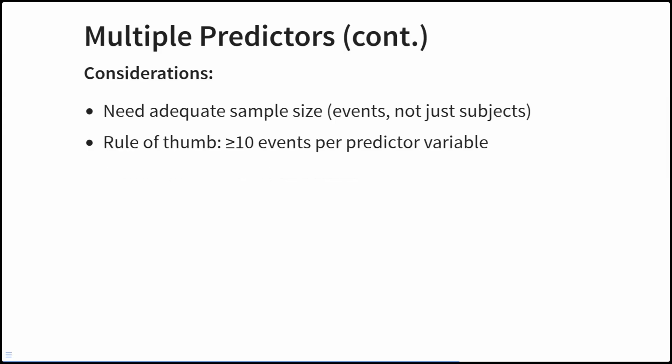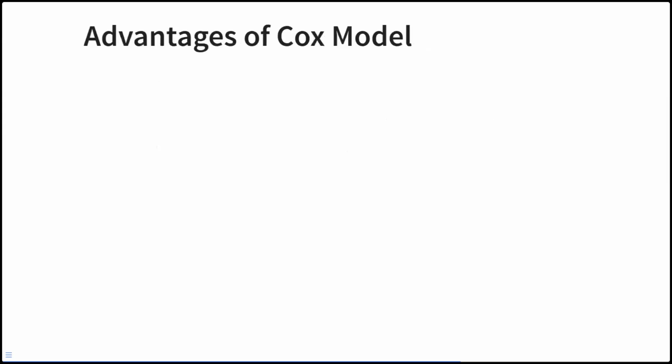So for you to conduct a multiple predictor model, you need adequate sample size, and we're talking of events. So you have to have a high number of events, not just subjects. And the rule of thumb is that you should have greater than or equal to 10 events per predictor variable.